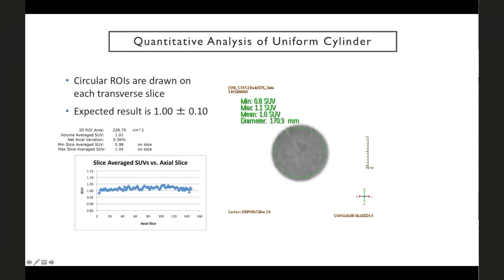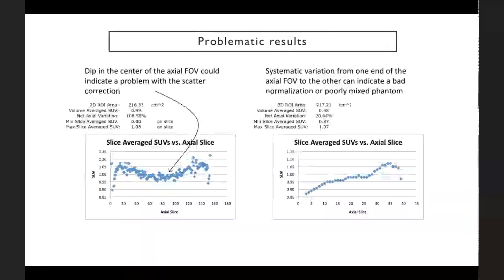The other thing that we expect to see is that there shouldn't be a change from one end of the cylinder to the other. In other words, the axial variance shouldn't change by very much, and our pass-fail for that is 10%. Just to show you some examples, not from our scanners, but from cylinders which were submitted to the American College of Radiology Imaging Network for qualification of scanners, these are less than ideal uniform cylinders.